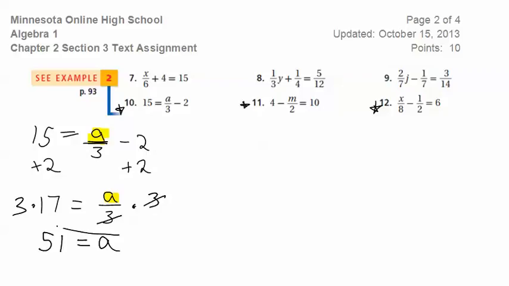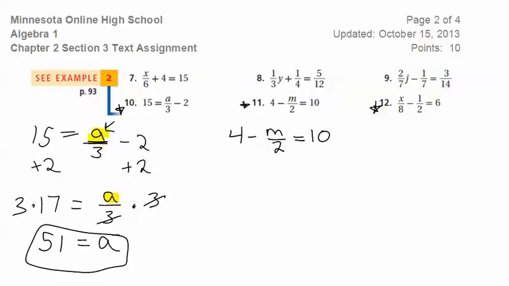And you could check this by taking what we got, 51, and putting it back in here. And then seeing if 51 divided by 3, well, that's 17. 17 minus 2 is 15, so it does check. All right, next one is number 11. Write down the problem. 4 minus m divided by 2 is equal to 10.